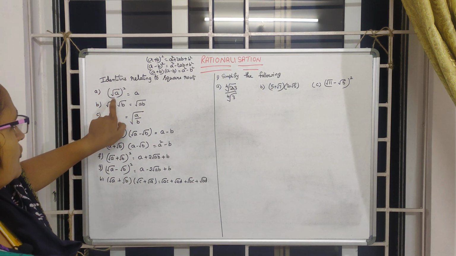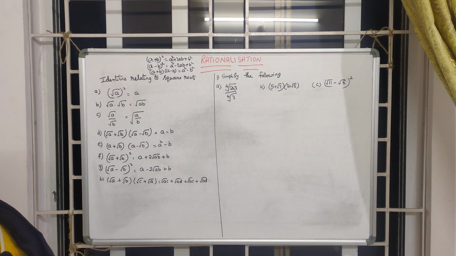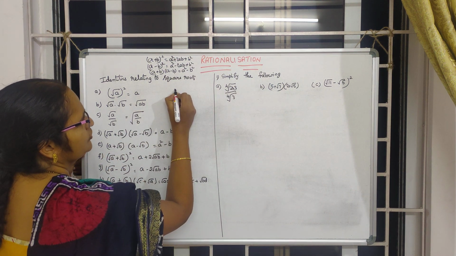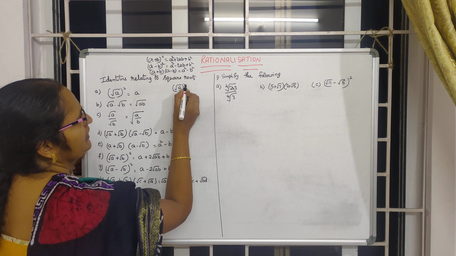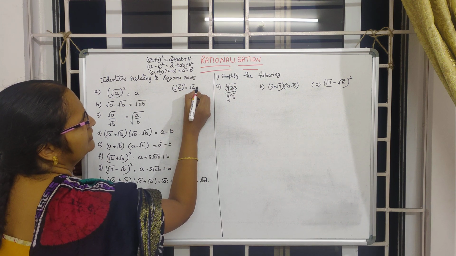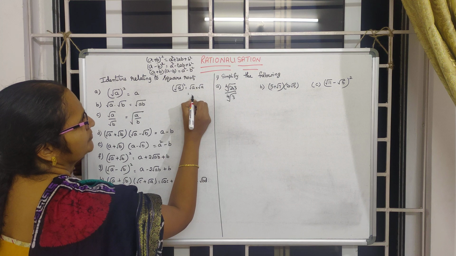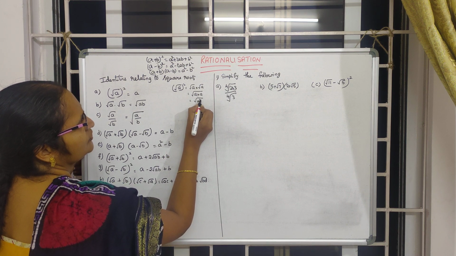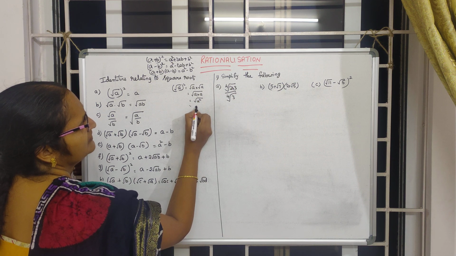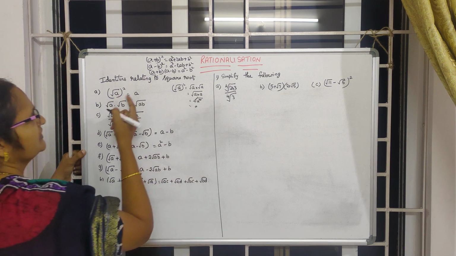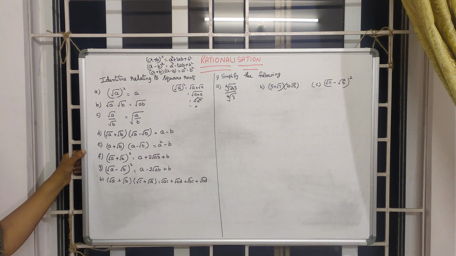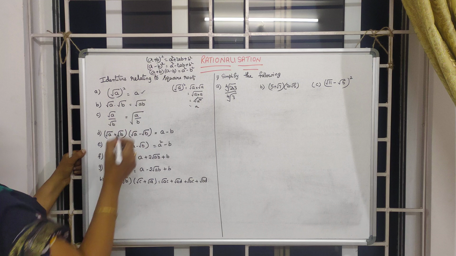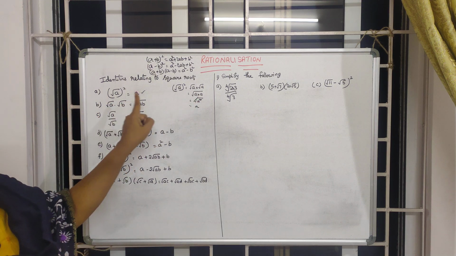The first identity: square root a whole square equals a. How does this work? Square root a whole square can also be written as square root a into square root a, which is square root of a times a, equal to square root of a square. Square and root get cancelled, so we get a only. This is the identity. Instead of doing all this each time, we will keep the identity in mind and solve the sums.